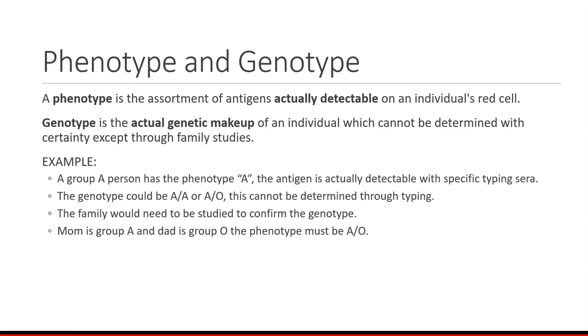A group A person has the phenotype A. The antigen is actually detectable with specific typing sera. Add a drop of anti-A, a drop of cells, spin, and agglutination indicates the presence of that antigen. The genotype, the actual genetic makeup, could be either AA or AO. This cannot be determined through the blood typing. The family would need to be studied to confirm the genotype. So if you had a mom who's group A and the dad is group O, then you would know the person's genotype would be AO.